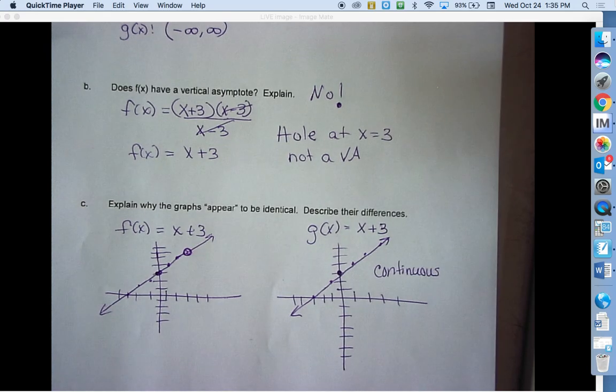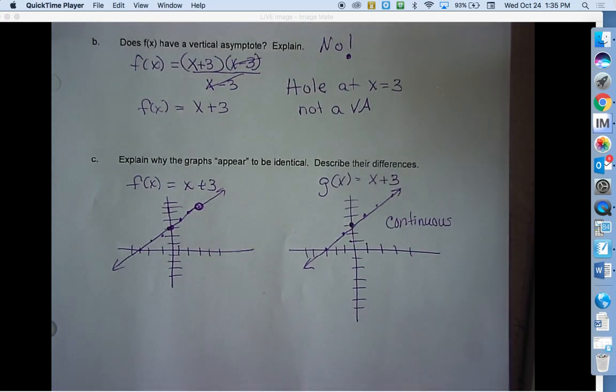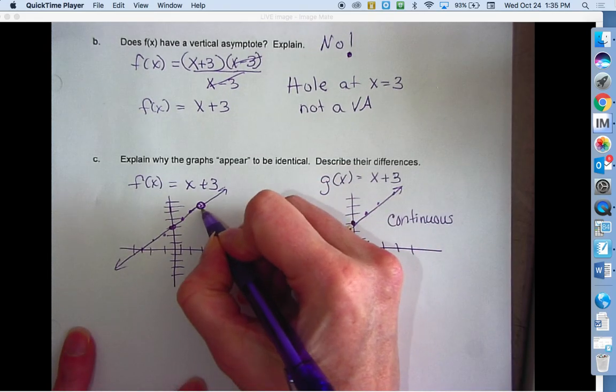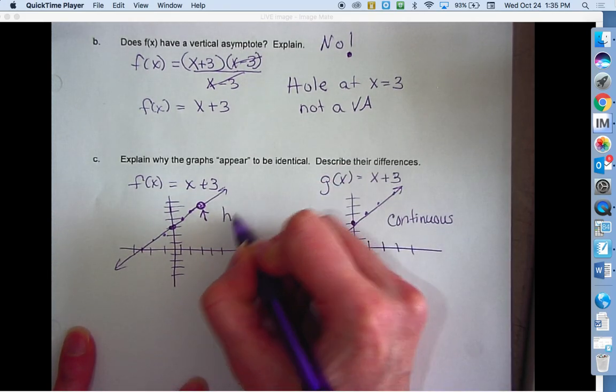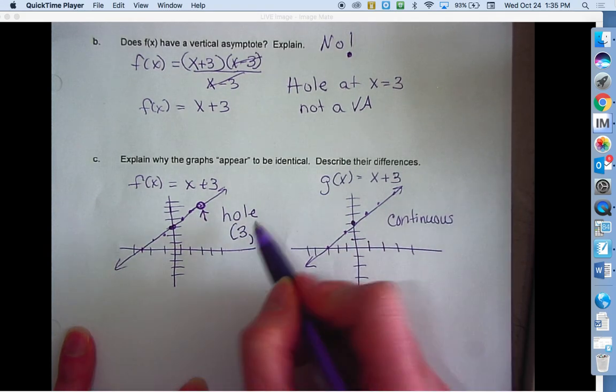Now, no, the calculator doesn't show it. Unfortunately, the calculator cannot draw a hole. It can't skip over a little pixelated point. But there really is a hole there, not an asymptote, but a missing point. So if we were graphing it, you draw an open circle because that point doesn't exist. This hole is at the point when x is 3, y is 6.